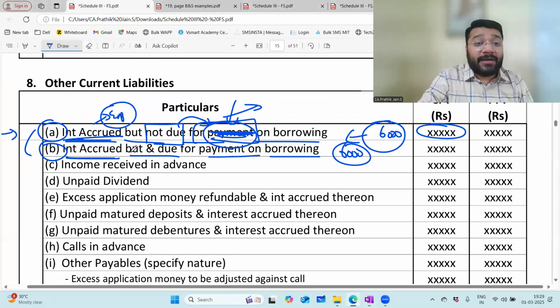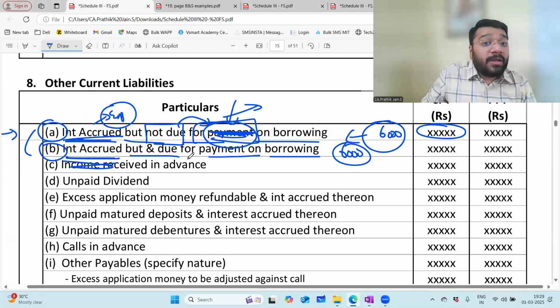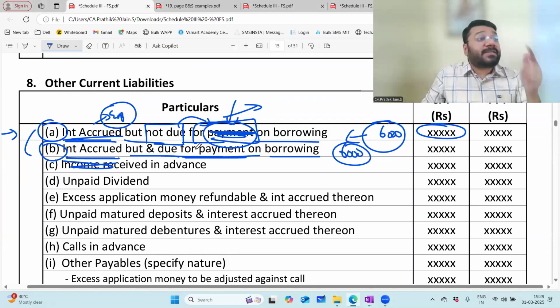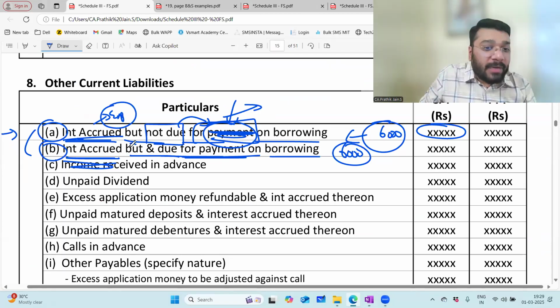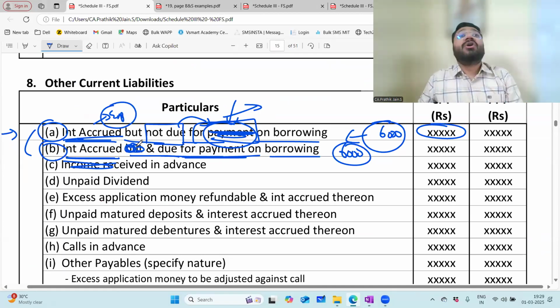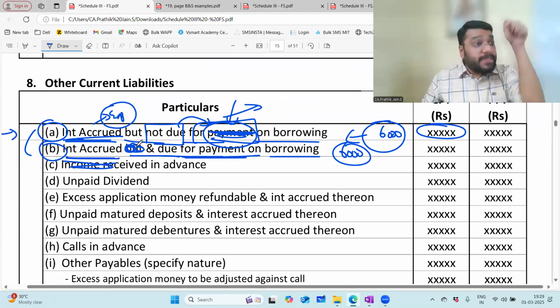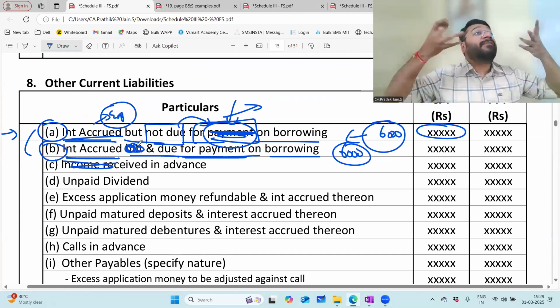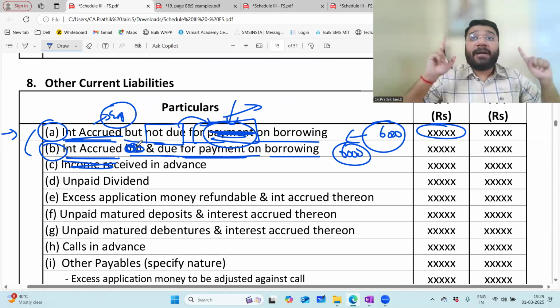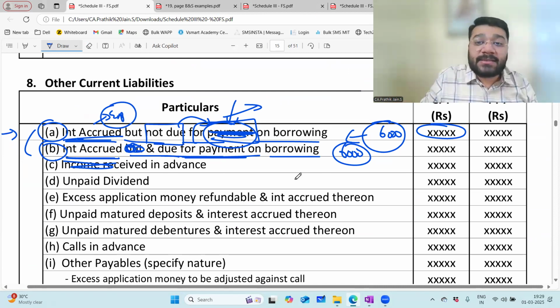Where under other current liability? Interest accrued and due on borrowings. Due for what? Due for payment. So interest is accrued, the expense is incurred, and it is due for payment, but you have not paid. You have defaulted on the payment. So here the 12,000 rupees, I will classify it here.